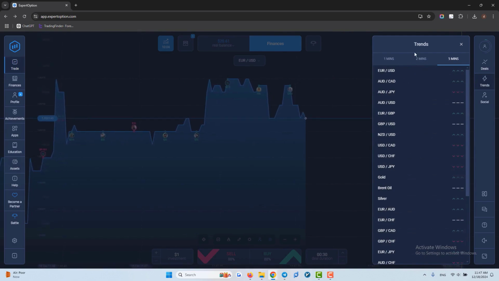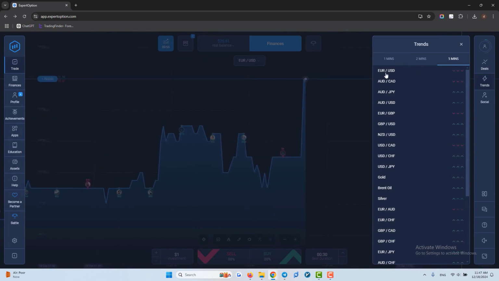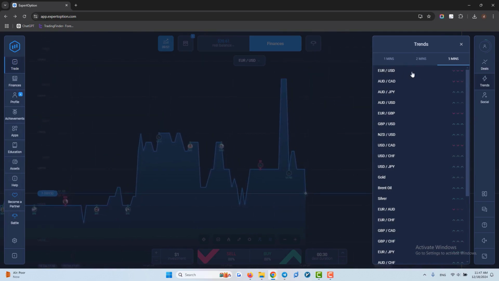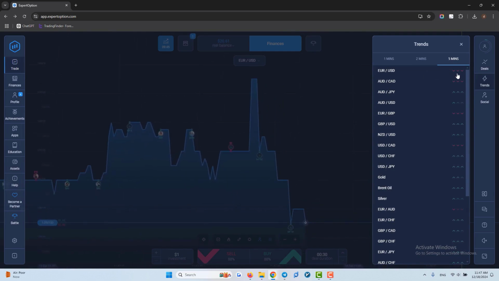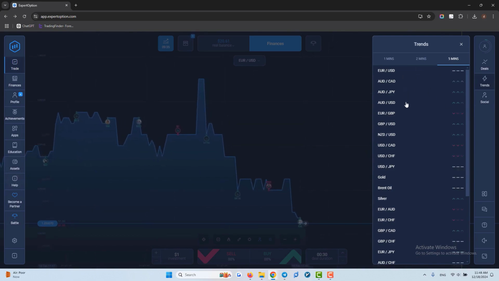For example, in the 5 minute time frame, most traders believe that the price of euro to USD will be lower than this price. You can also use this information to make better decisions in your trades. So that was a complete explanation regarding the trends and social sections. And as you noticed, on this website, you don't have the option to use the copy trading feature.